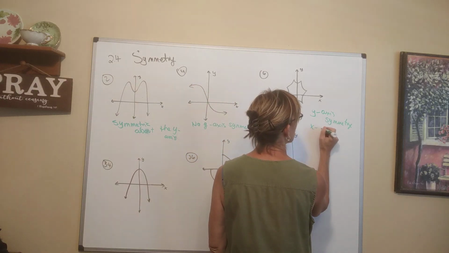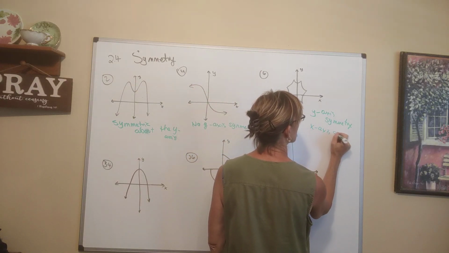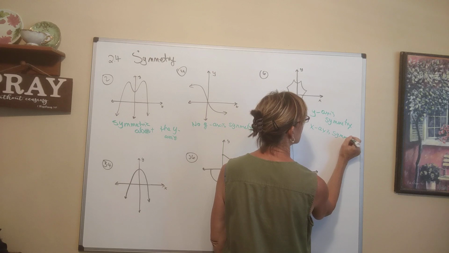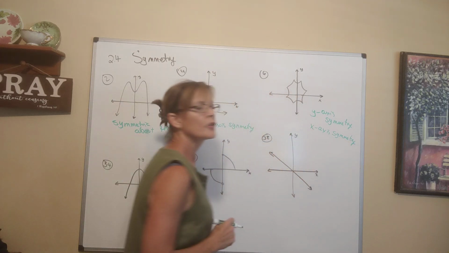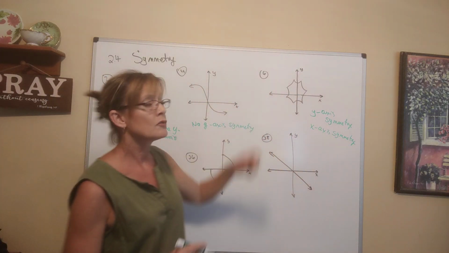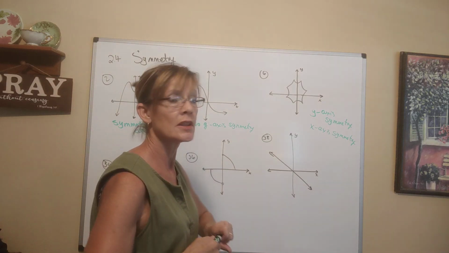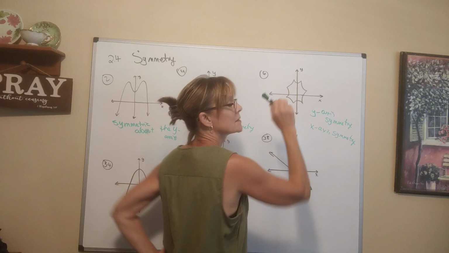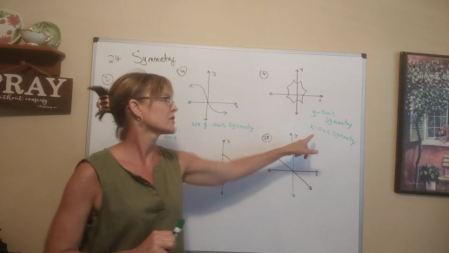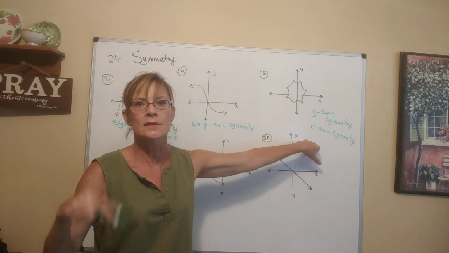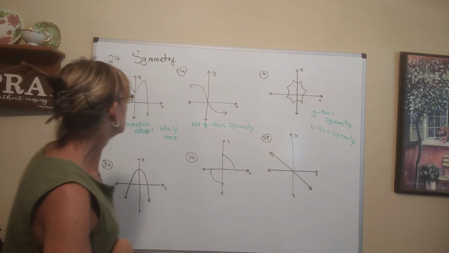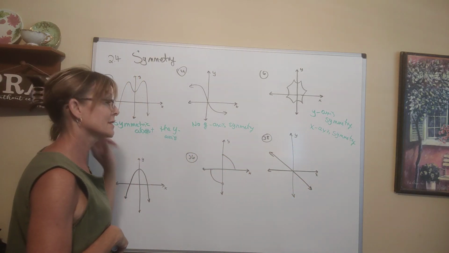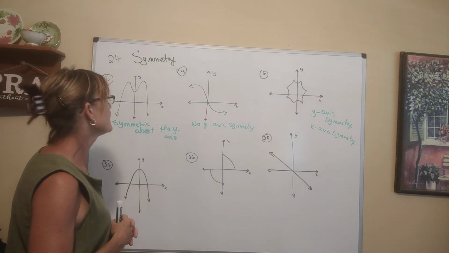But you only get that for graphs that are not functions. If you recall, the vertical line test says if a vertical line hits the graph more than once, it's not a function. And so this is not a function. That's the only reason we could get x-axis symmetry on a graph. Okay, now that is what y-axis symmetry is, symmetric about the y.